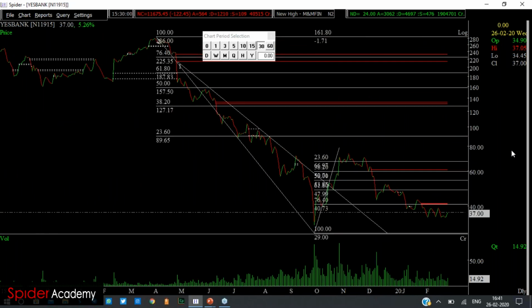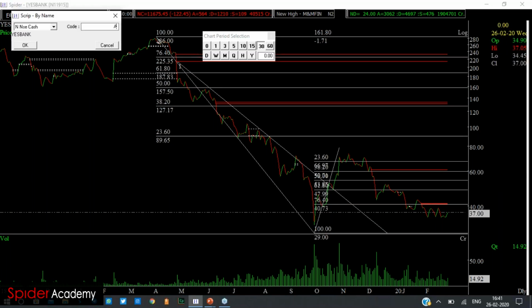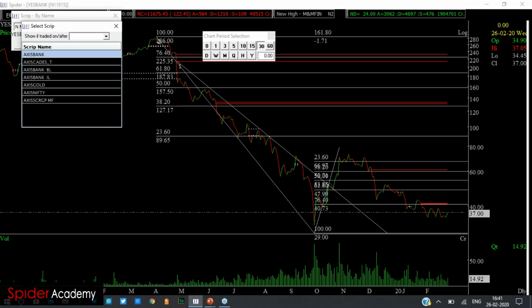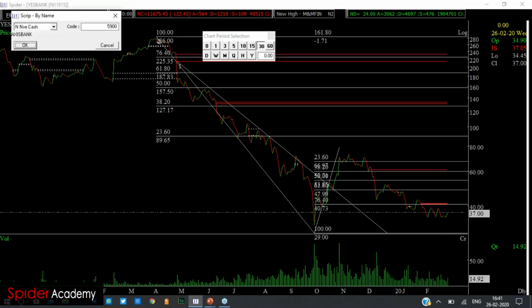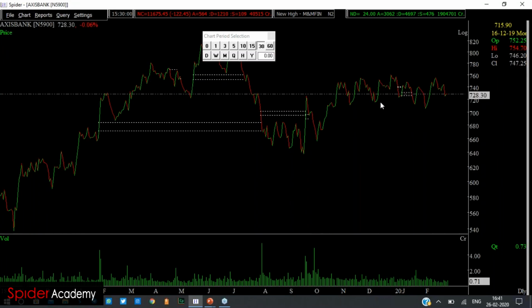Wherein your prices are just falling. This one has been falling like a sharp knife all the time. And then when we talk about a consolidation, it is when prices are trading in a range and not moving anywhere. So when we see this one, Axis Bank, we see that it's moving over here in a range, right? Not breaking it, neither going down.